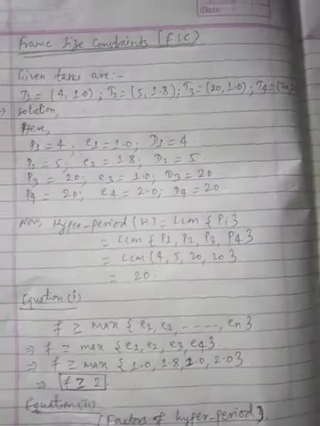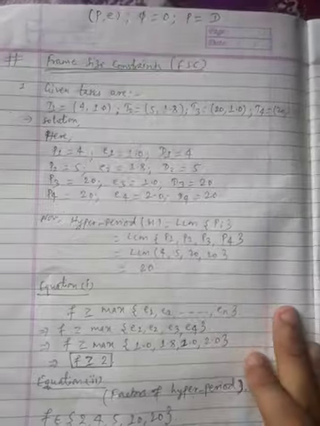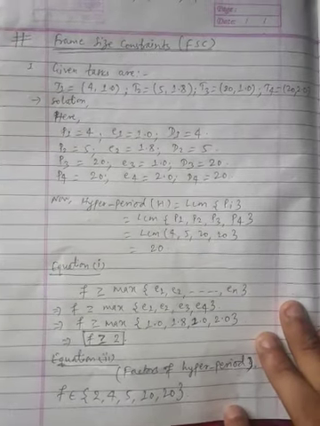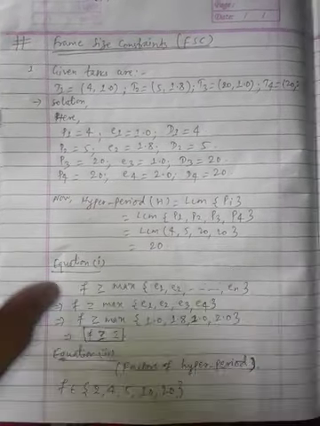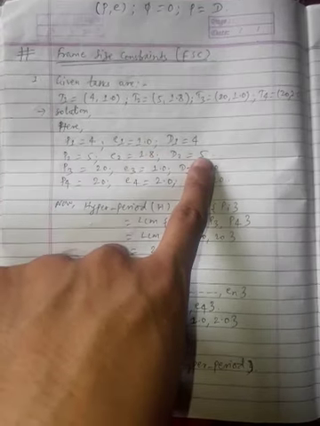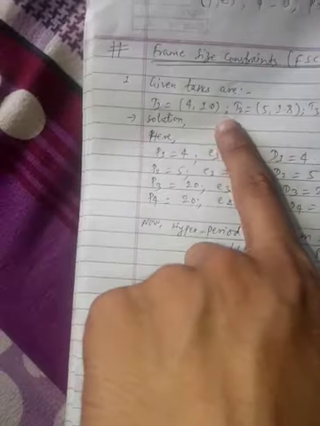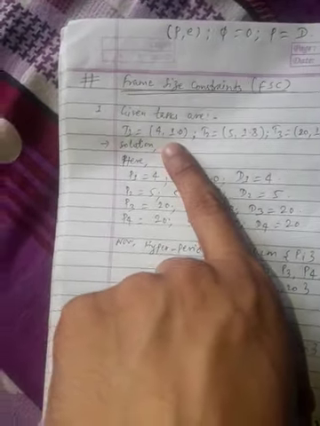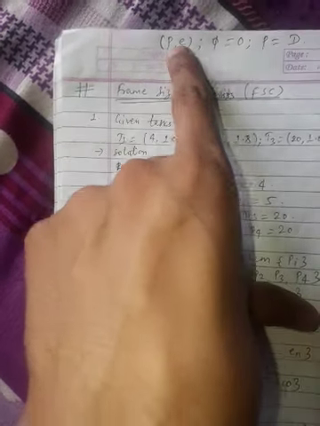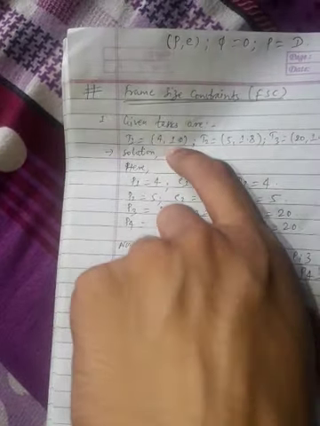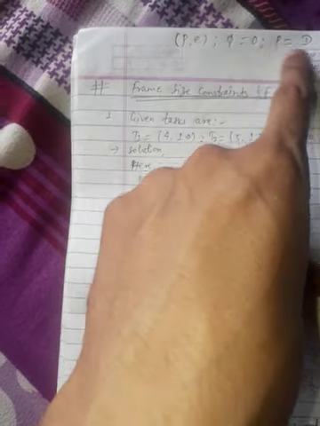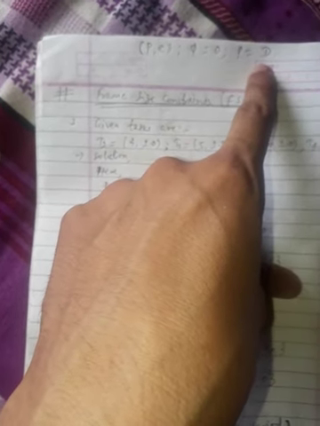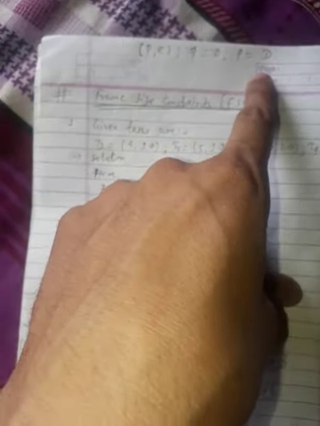Hello guys, we are going to discuss the frame size constraints, that is FSC. Here four tasks are given: task 1, task 2, task 3 and task 4 with the respective period, execution time and deadline. If only two values are given, then that will be considered as period comma execution, where the phase will be 0 and the value of period will be equal to the value of deadline.